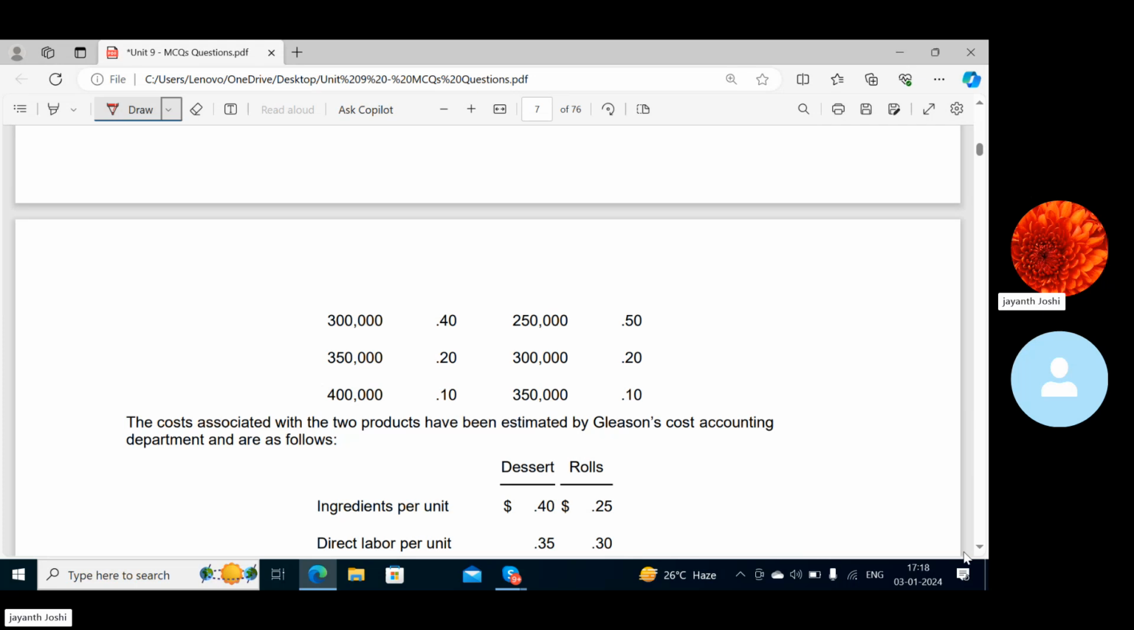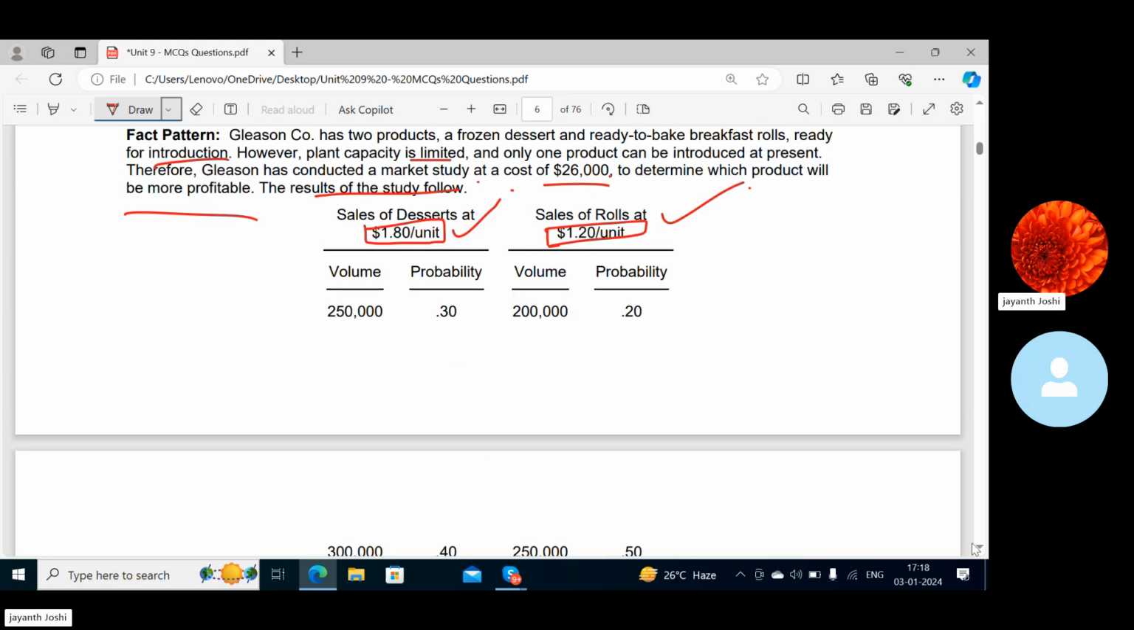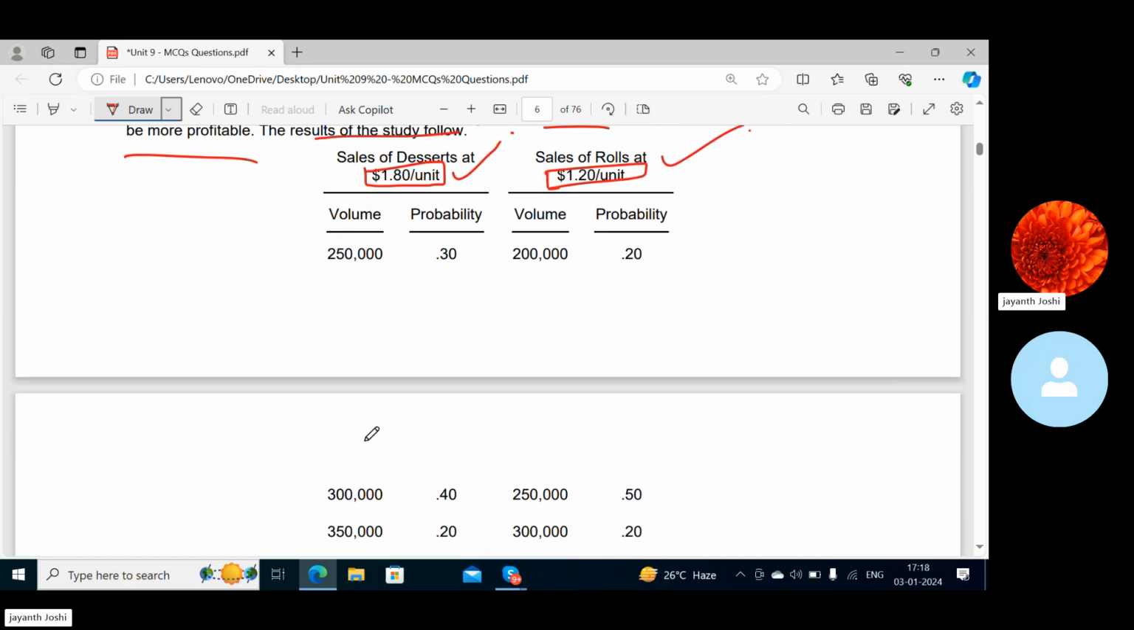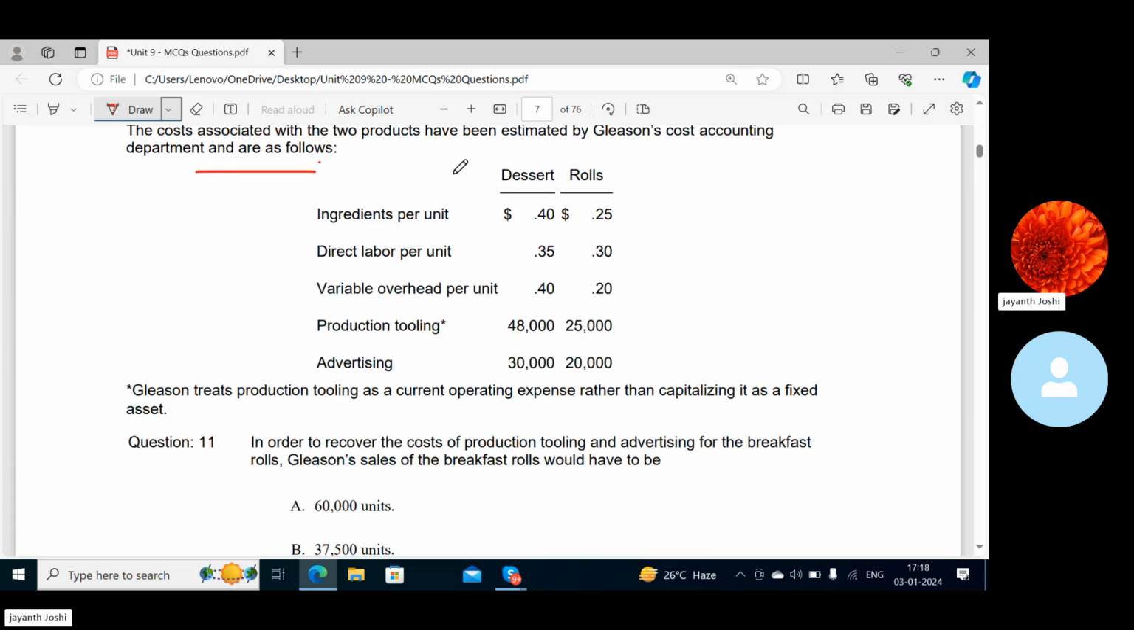Costs associated with the two products have been estimated by Gleason Company's Cost Accounting Department as follows. This is the volume they are going to make of desserts, and this is the chance of making this volume. This is the volume they are going to make of rolls, and the chance of making that volume. And these are the expenses they have incurred. Gleason treats production tooling as a current operating expense rather than capitalizing it as a fixed asset.